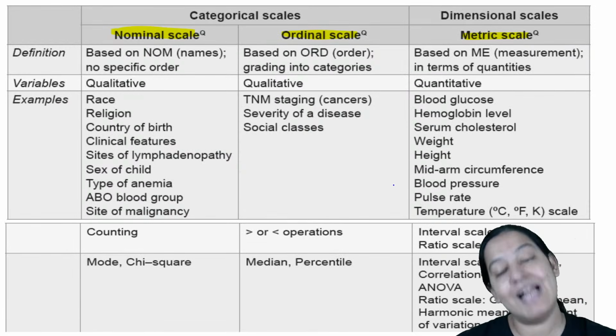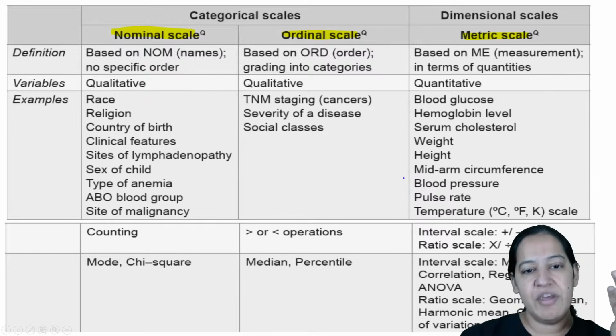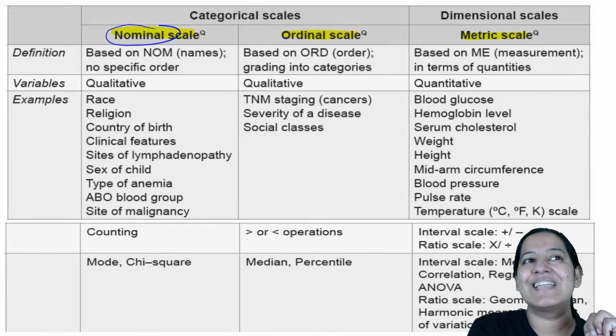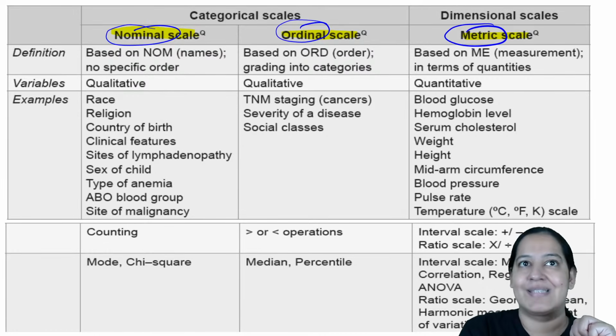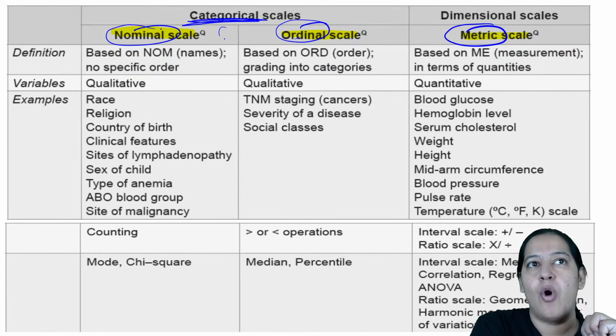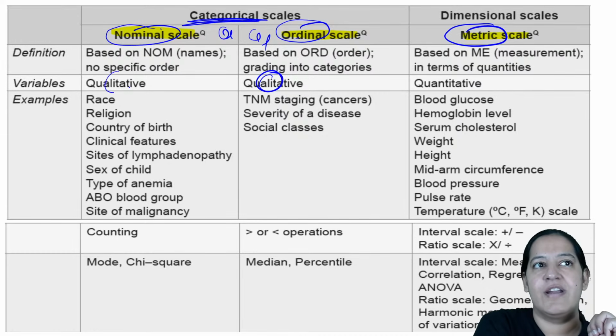Now the scales on which we measure this data. We measure this data on three scales. What are the three scales? It is nominal scale, ordinal scale, and metric scale. Nominal and ordinal measure qualitative data. It is for qualitative, where only names are there.